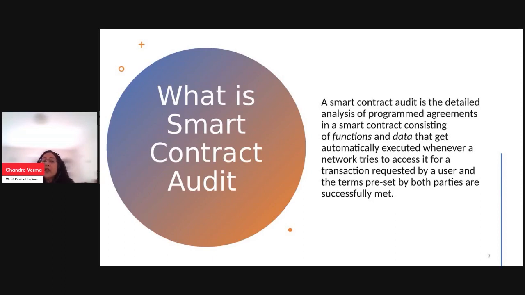Okay, so what is a smart contract audit? The smart contract audit process is a detailed analysis, both automatic and manual, of the programmed agreement in a smart contract, which consists of functions and data that get automatically executed whenever a network tries to access it for a transaction requested by a user and the terms preset by both parties are successfully met. So it means when a smart contract is written, before it executes, it should be thoroughly audited, both manually and for what it is intended to do and how it is working functionality-wise.